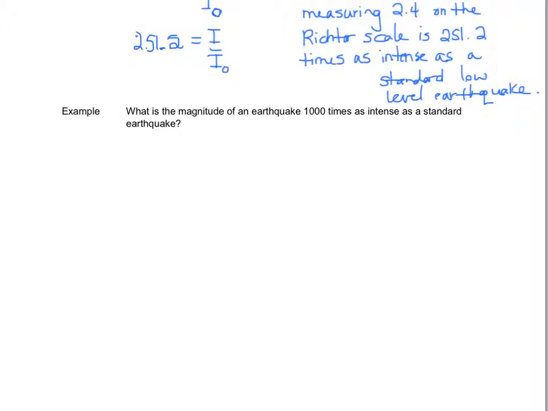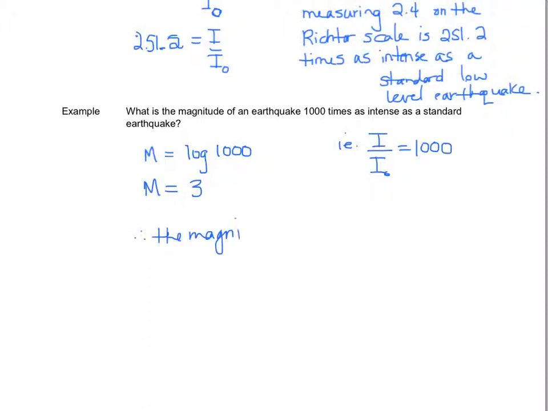Next one, what is the magnitude of an earthquake 1,000 times as intense as a standard earthquake? In this case, we're going to replace the I over I naught with 1,000. So I over I naught equals 1,000, and then we're just going to solve. Log 1,000 equals 3. So therefore, the magnitude of the earthquake is 3.